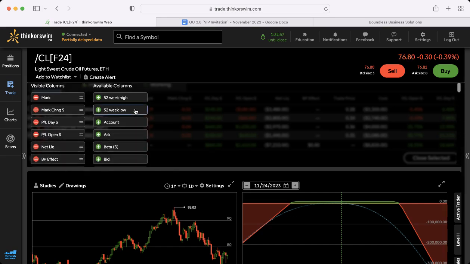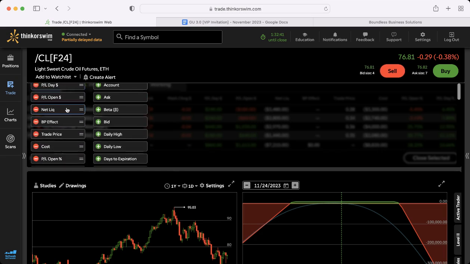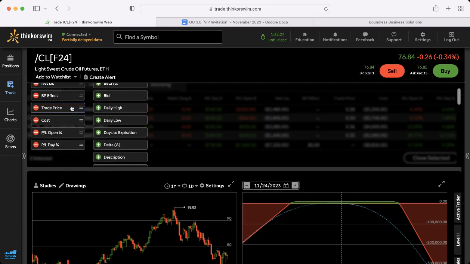What I like to look at is the mark, which is the price today. I want the mark change, how much the price of the futures or of the option has moved. I want my P&L day in dollars, my P&L open in dollars. I definitely want my net liq to see what the value of the options are today if I had to buy them back. My BP effect is the margin amount, my trade price, and my cost.